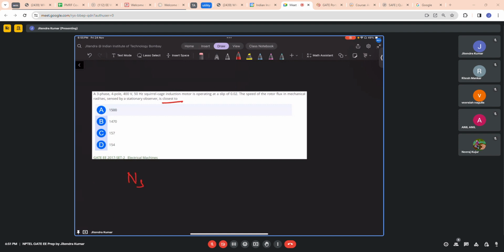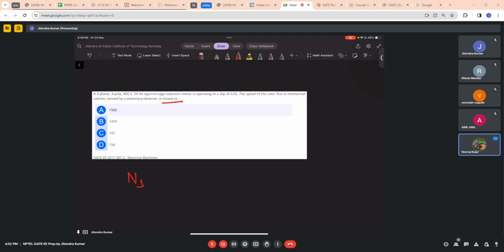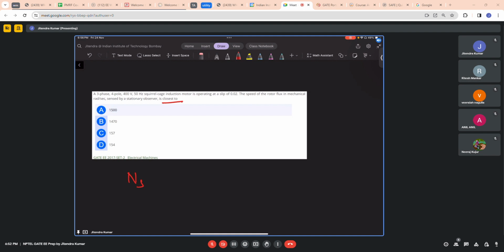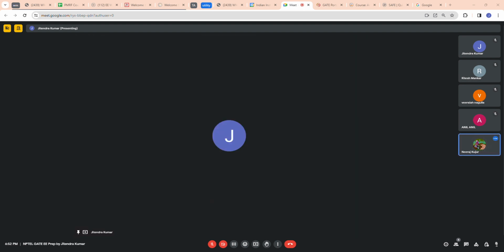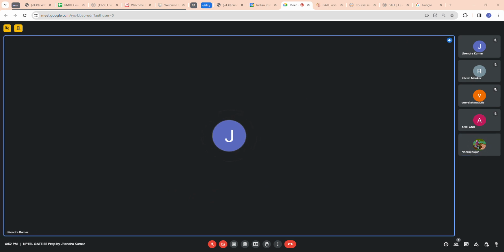Synchronous speed is NS. What will be the speed of rotor flux? NR is the rotor speed, and if the rotor is rotating at NR, then NR is equal to NS into (1 minus S). So this is the value of the rotor speed. But what will be the value of rotor flux? Will it be the same as NR? No, sir. Rotor flux will move at the same speed as the field flux. Exactly. Rotor flux will move at the same speed as the field flux.